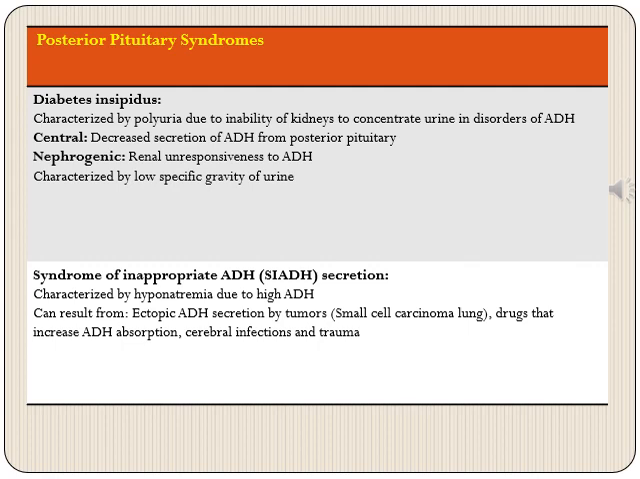Then just a word about posterior pituitary syndromes. Amongst these we have diabetes insipidus and syndrome of inappropriate ADH secretion. In diabetes insipidus there is polyuria due to inability of the kidneys to concentrate urine because of some disorder of ADH. This disorder can be either central, that is in the pituitary, or in the kidneys, where it is called nephrogenic diabetes insipidus. In the central type there is decreased secretion of ADH from the posterior pituitary, whereas in the nephrogenic type there is renal unresponsiveness to ADH levels.